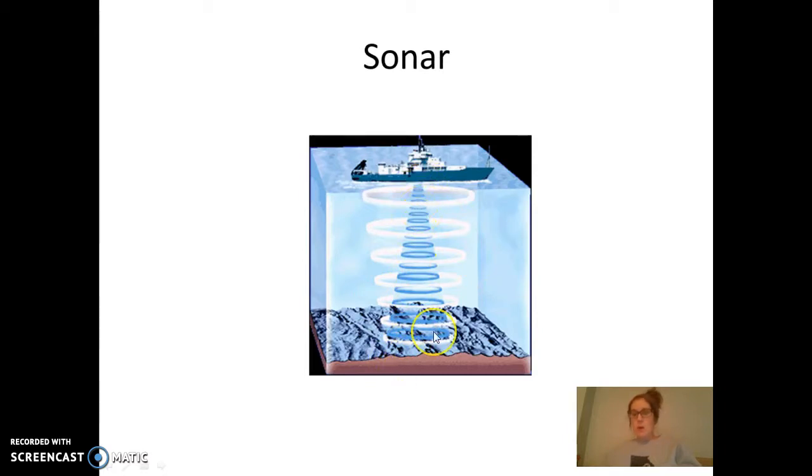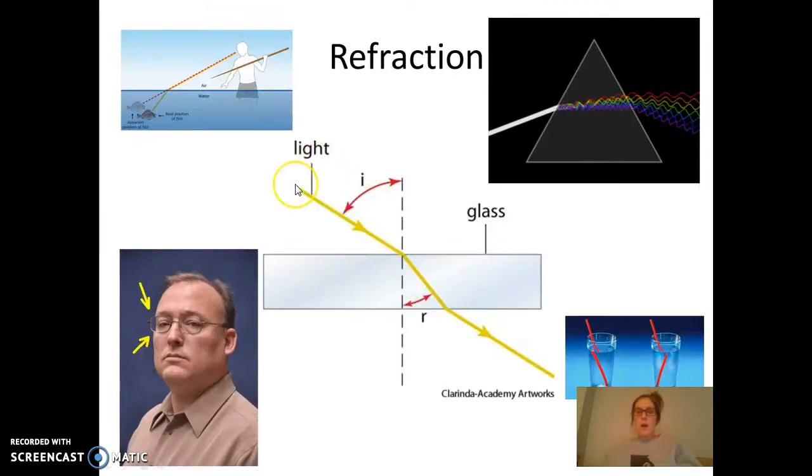One of those is sonar, where they know the speed of sound through the water, and they measure how long it takes to bounce back, then they can tell how far it traveled or how deep the ocean is. Okay? The next type of wave behavior is refraction.